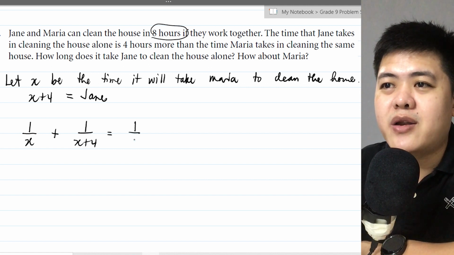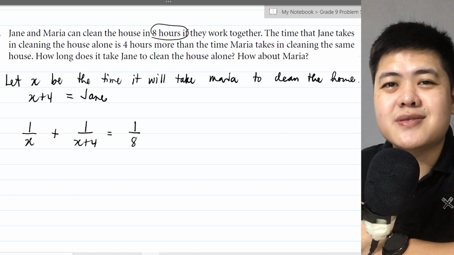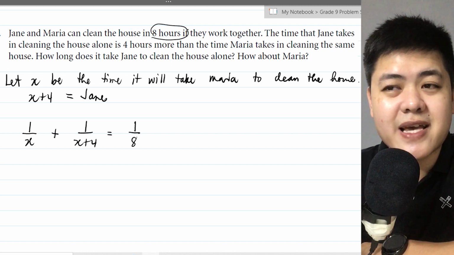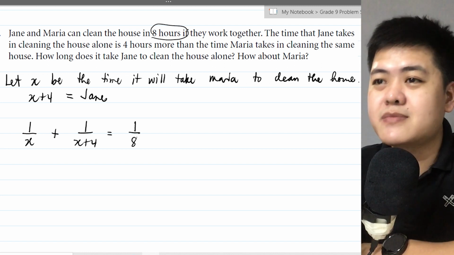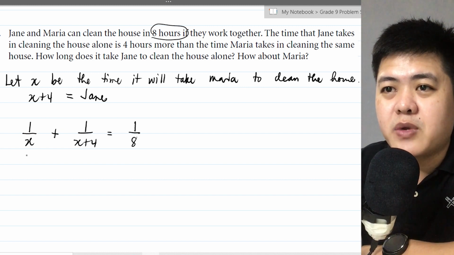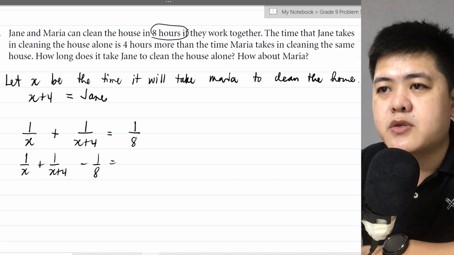That's equivalent to 1 over 8. So, again, this is a rational equation transformable into a quadratic equation. Our LCD is x times x plus 4 times 8. So, let's transpose everything to the left side. We'll get 1 over x plus 1 over x plus 4 minus 1 over 8 is equal to 0.